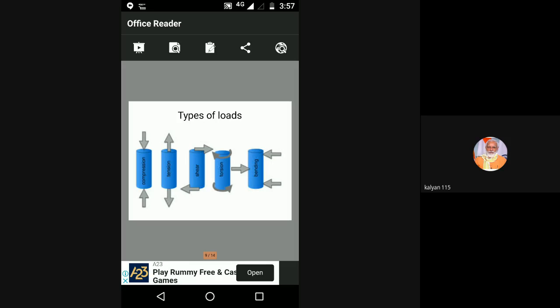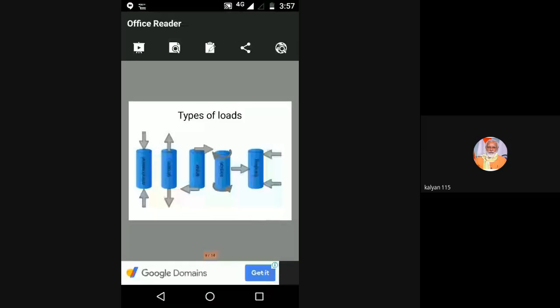Now, one thing you remember, the first one, compression and tension is there. The member which is subjected to the tensile load or compressive load is called a bar. To calculate the stress, we are using sigma is equal to P by A. And the next one is the torsion. In this torsion, the member is subjected to the twisting moment. The member which is subjected to the twisting moment is called a shaft here.